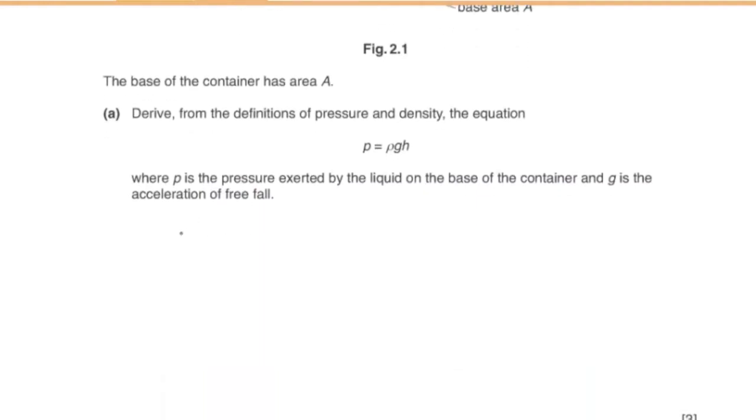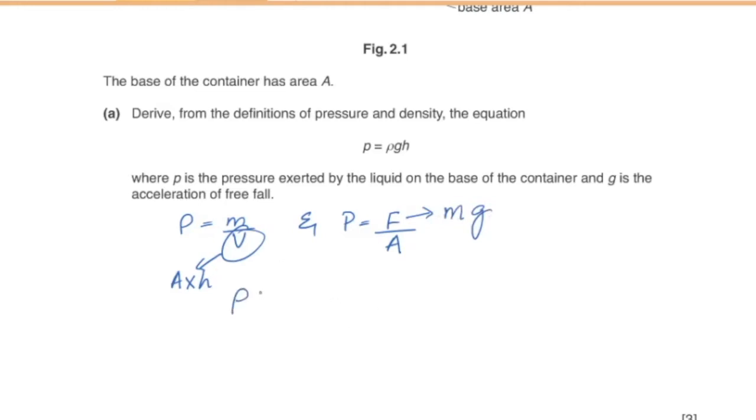So density is equal to mass divided by volume, and pressure is equal to force divided by area, where volume is equal to cross-sectional area times height, and F is equal to mass of the liquid times g. So when we equate both these equations, this becomes density times cross-sectional area times height is equal to pressure times cross-sectional area divided by g. Area and area get cancelled, hence pressure is equal to density times g times h.